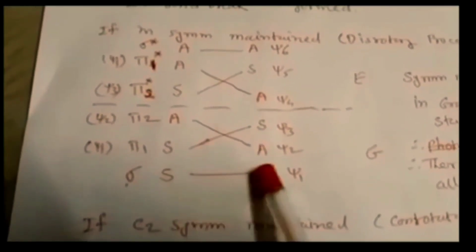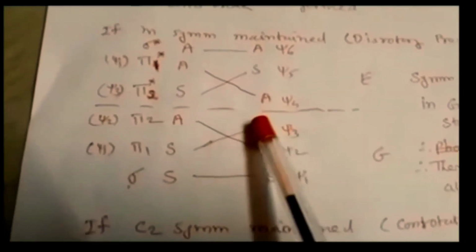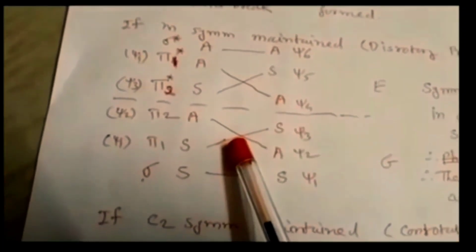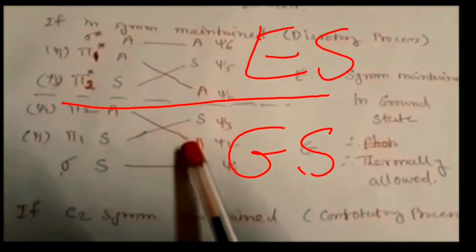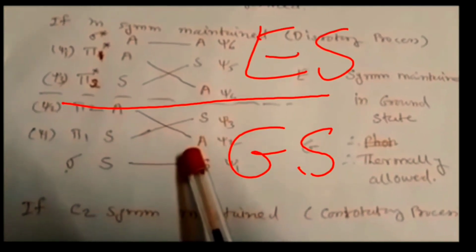Now see where symmetry matches. So this is symmetric, symmetric, asymmetric, asymmetric, symmetric, symmetric, then asymmetric, asymmetric, symmetric, symmetric, and asymmetric, asymmetric. So here symmetry is matched in the ground state. So symmetry matches in the ground state, that means this reaction is thermally allowed.